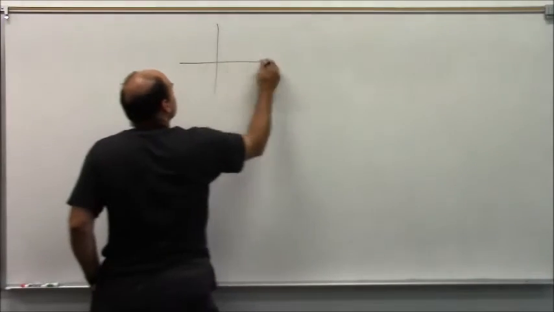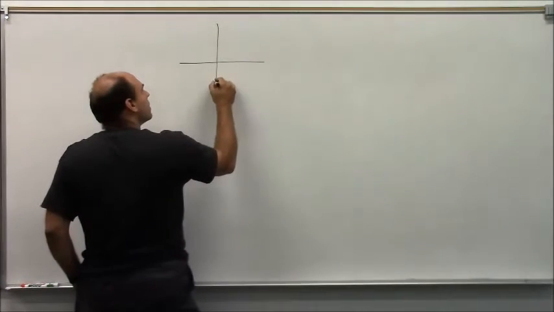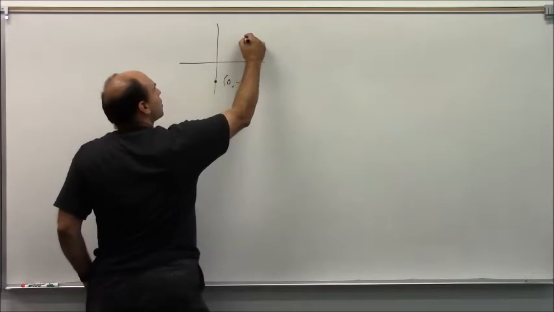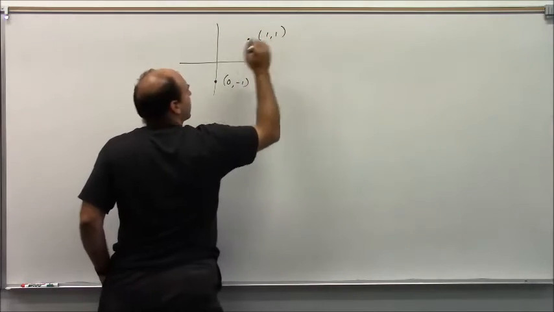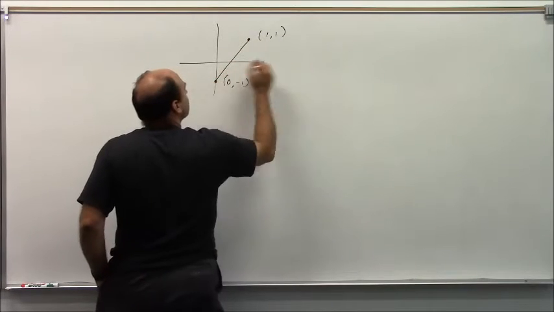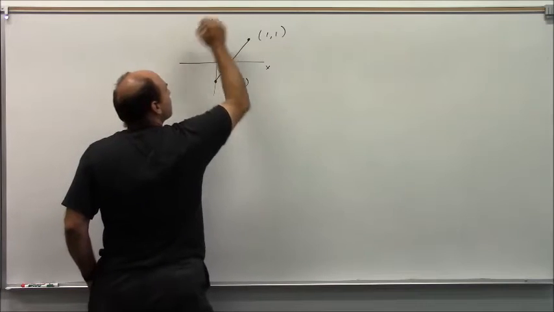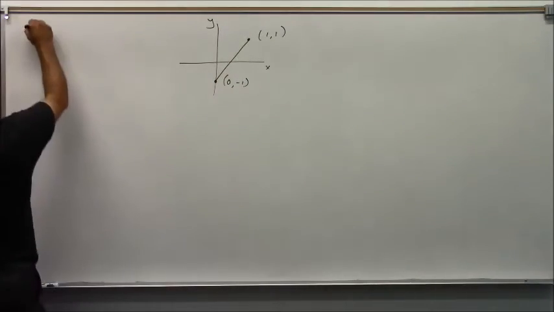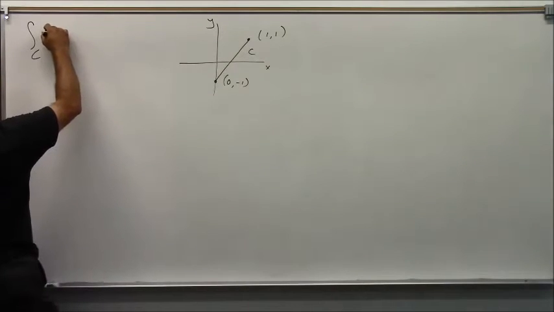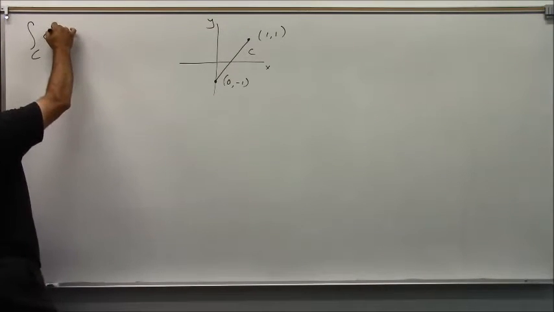I want to take a path from (0, -1) up to (1, 1). I'm going to take two different paths, actually. I'm going to start with a straight line path. And I want to compute the path integral over C of (3x², 2y) dot dr.